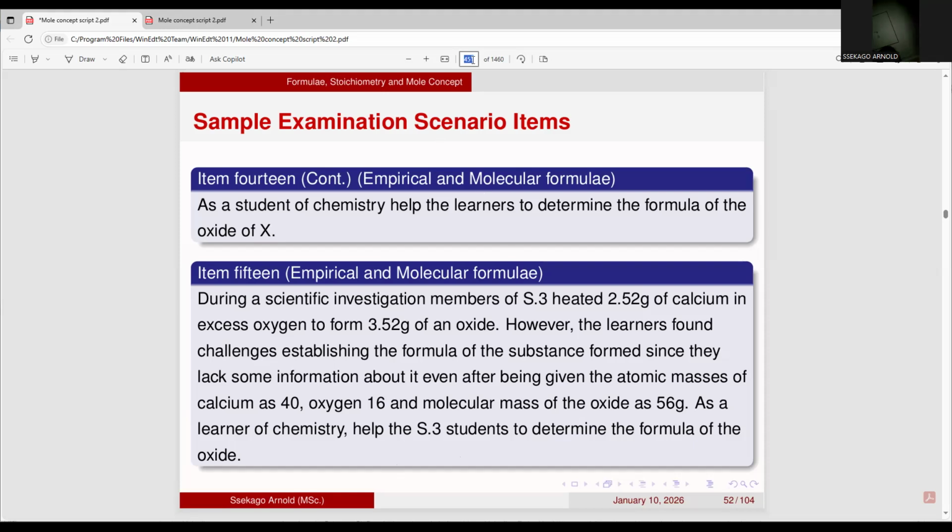Now we go to our solution. This is the mass of calcium given, heated in excess oxygen to form 3.52 grams of an oxide. So this is the mass of the oxide formed, calcium oxide, and they want to determine the formula of this oxide. The oxide is made up of calcium and oxygen. So the mass of calcium is given, but I don't have the mass of oxygen. Hope you've taken note of that. And we have seen something similar to this in the previous item. Now I head to my solution.